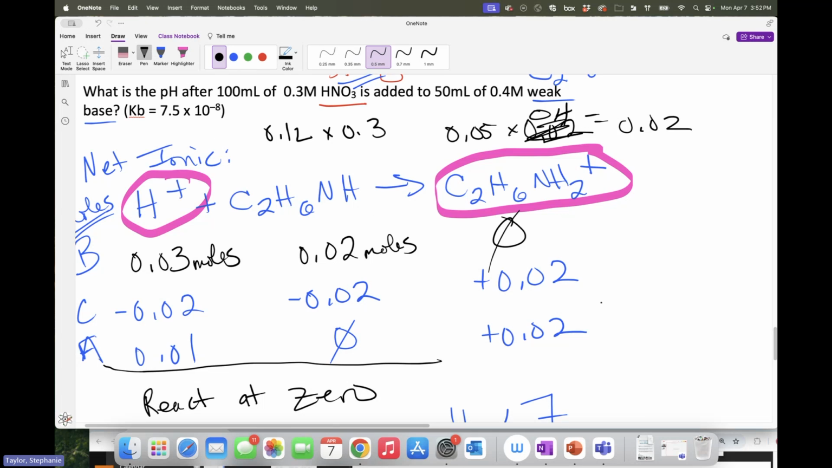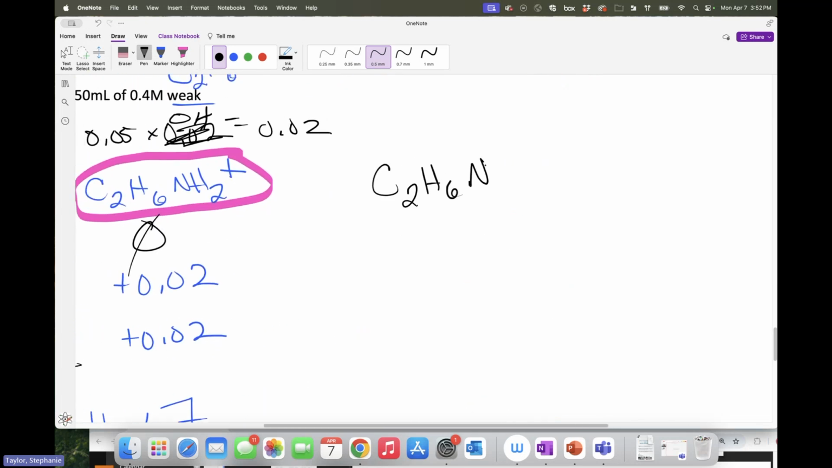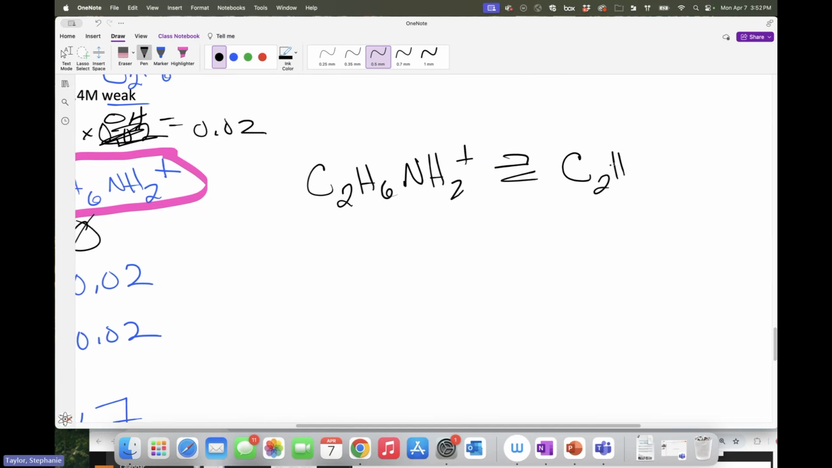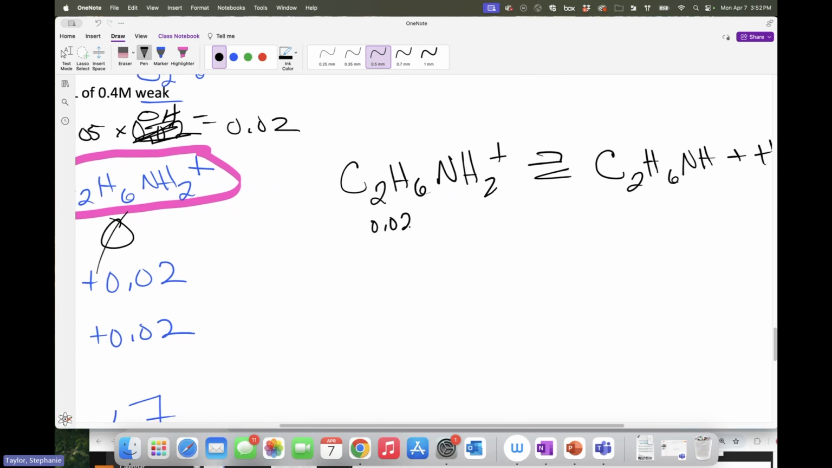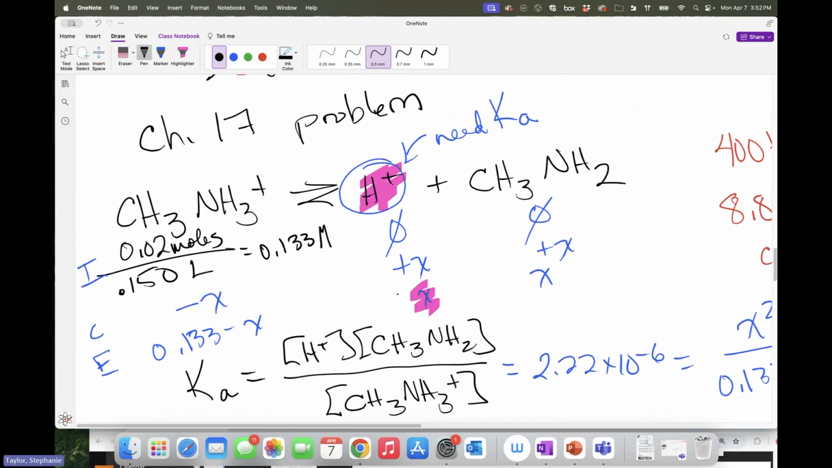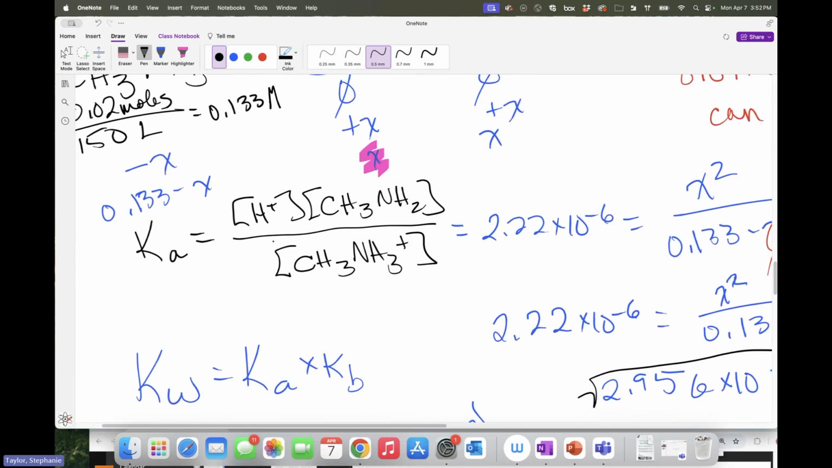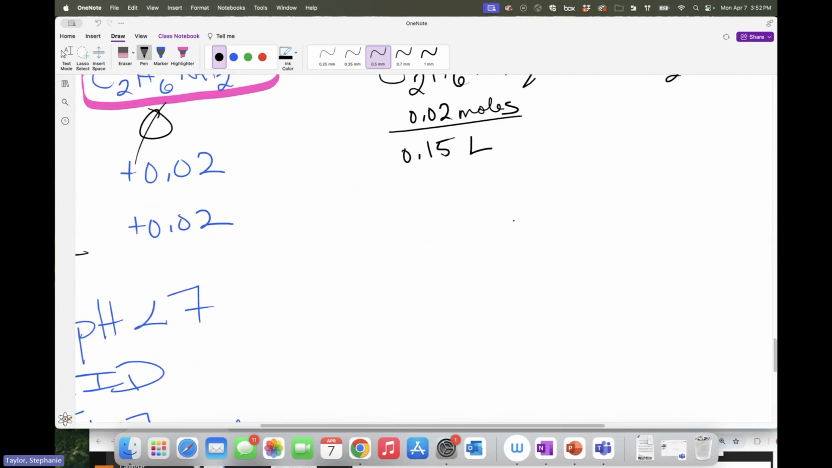I have moles right now, but I am headed into needing molarity. C2H6NH2+ is in equilibrium with the weak base plus the proton concentration. I have 0.02 moles divided by 0.15 liters. Is that the same? It is. Oh, yay. Sorry, I did not do that on purpose. This makes me very happy. So this is actually the, oh, but I changed the Ka value. Darn it. So anyway, I at least know what the concentration is.